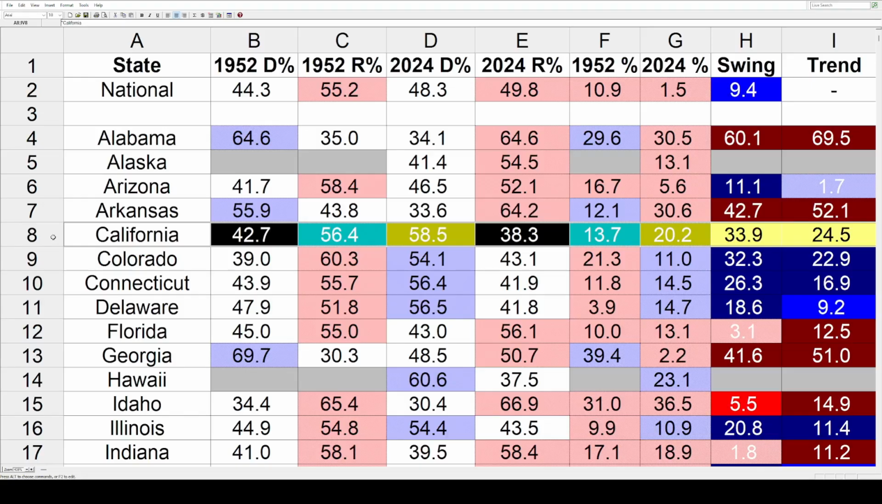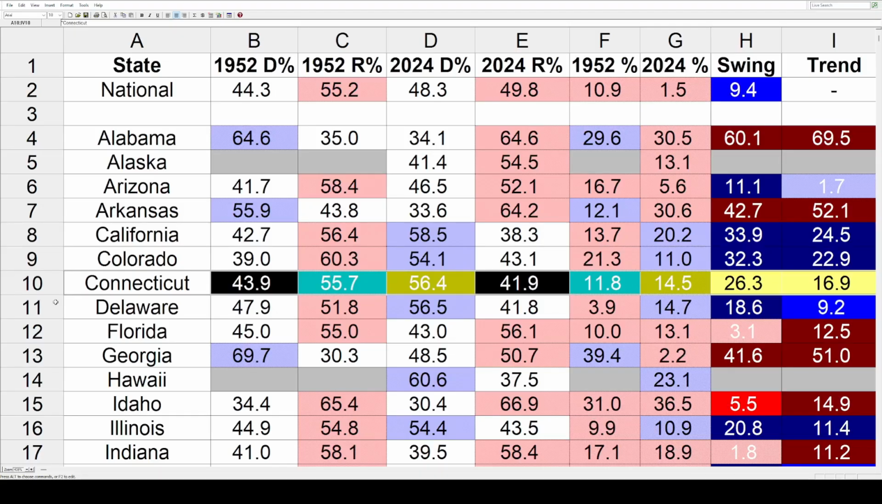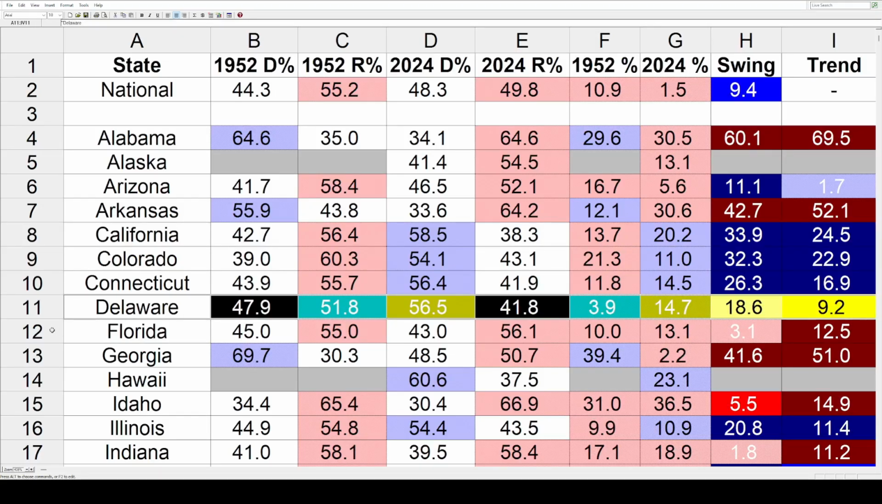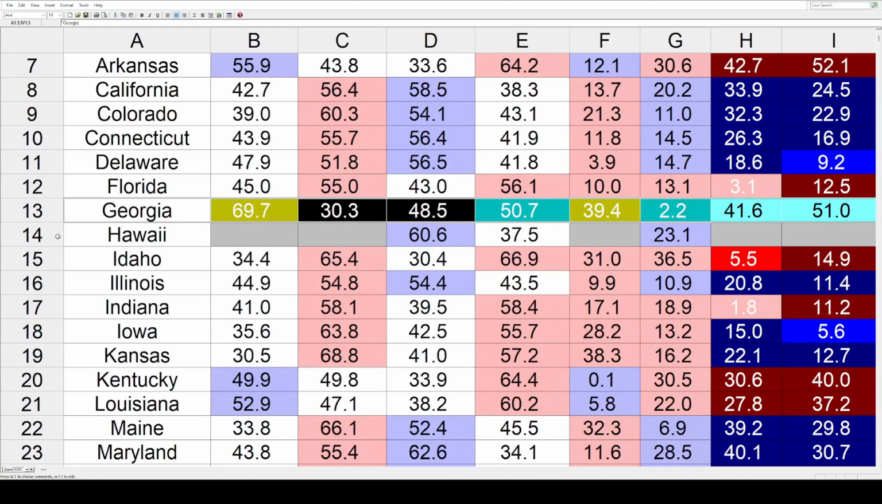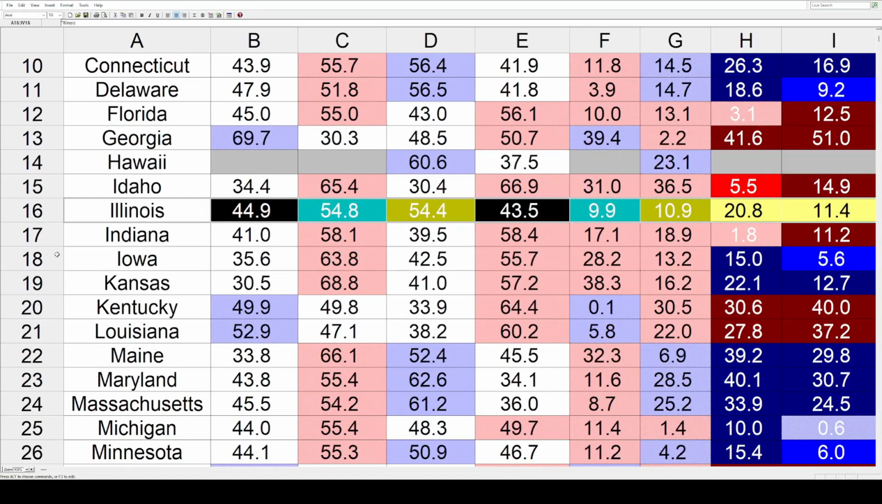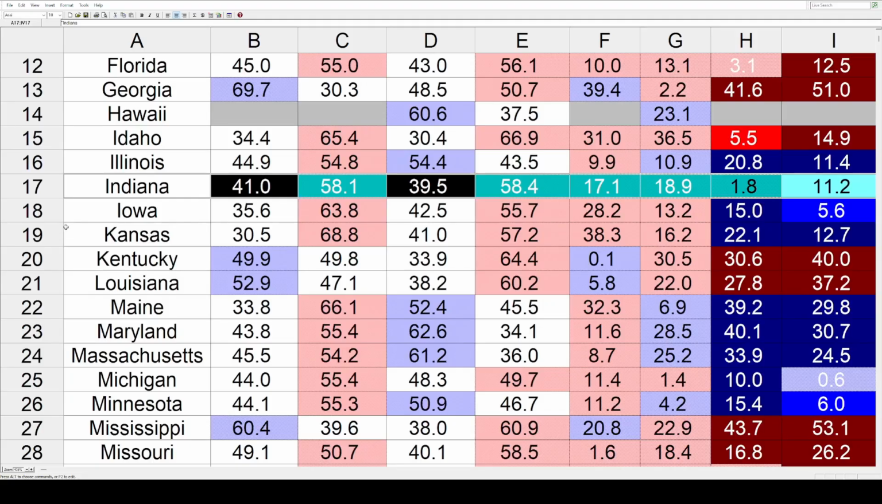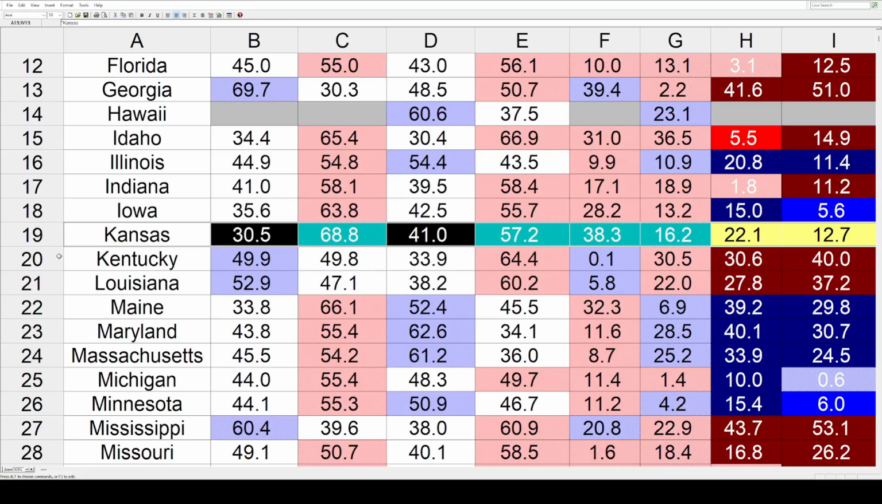Then we've got big blue trends in California at 24.5, Colorado 22.9, Connecticut 16.9, and Delaware 9.2. Then it was redder in Florida at 12.5, Georgia a big 51, and Idaho 14.9. In Illinois, that was Stevenson's home state, and it trended bluer by 11.4. Indiana was almost the same in the opposite direction at 11.2. Iowa was a little bluer at 5.6. Kansas more than twice that at 12.7.